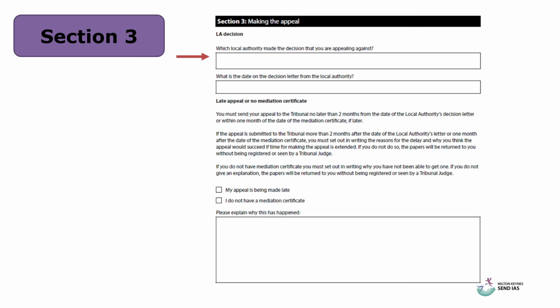In the second box, you need to write the date of the decision letter that you received from the local authority. The second part of this section only applies if your appeal is late or you do not have a mediation certificate. Tick the option that applies to you and explain the reason in the box below. If you do not give an explanation, the papers will be returned to you without being registered or seen by a judge. If your appeal is not late and you do have a mediation certificate, you can skip this part.